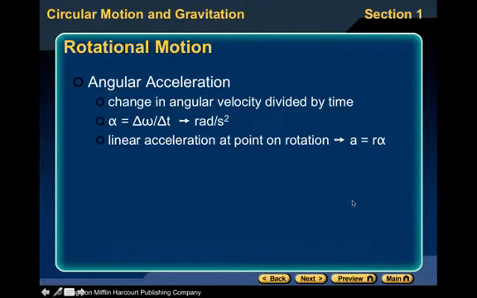We also have angular acceleration, which is the change in angular velocity divided by time. So change in omega divided by change in time gives us alpha. This is the Greek letter alpha, and that represents angular acceleration, and it is in radians per second squared. We can use the same type of equation to relate it to linear acceleration: the radius times alpha gives us the linear acceleration.